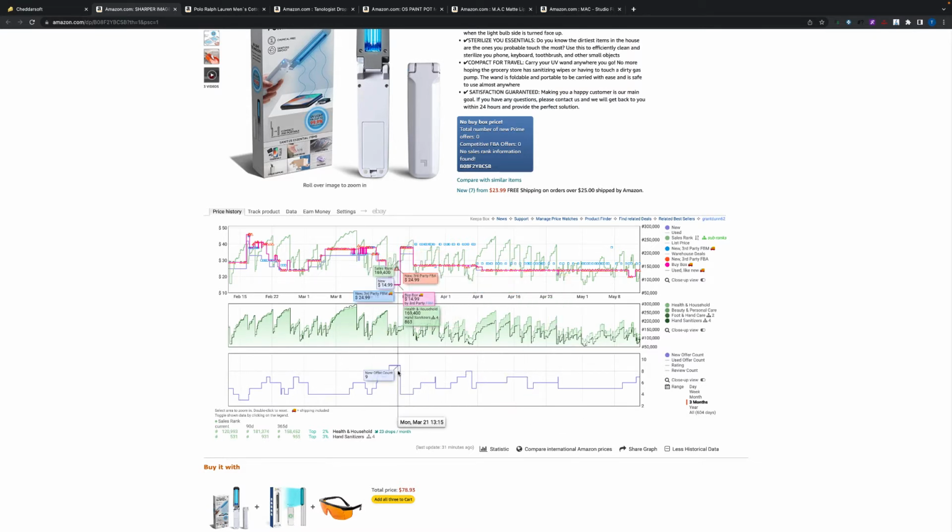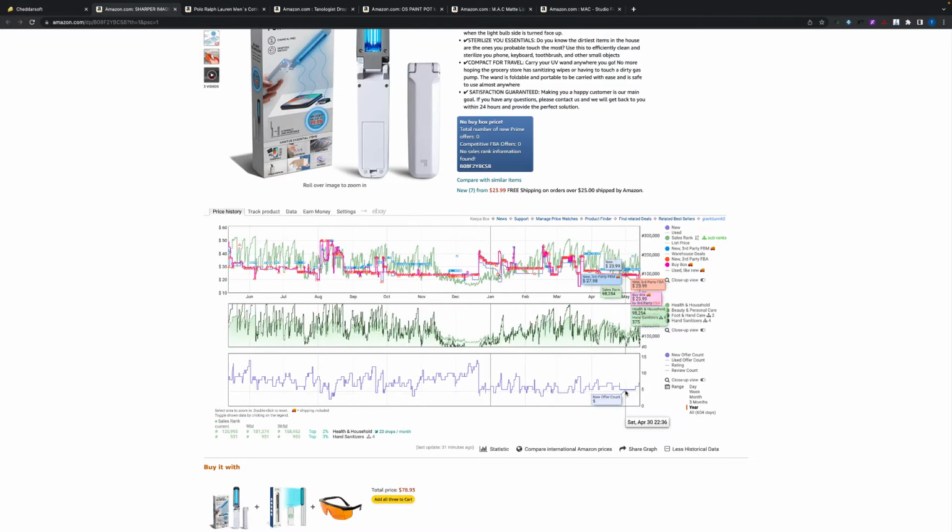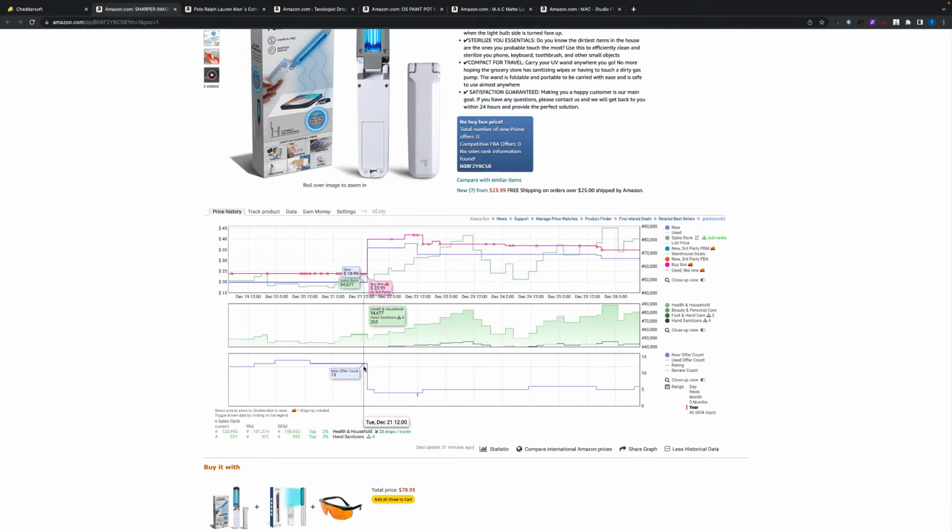But when you see offer count drops where there's a high number and then it drops suddenly down to a lower number, and you have these straight lines here, that could be the brand coming through and enforcing IP complaints on sellers and getting them removed off the listing. And I'll hover in on this one. You'll see right here, same thing, had 13 offers, dropped down to 5.